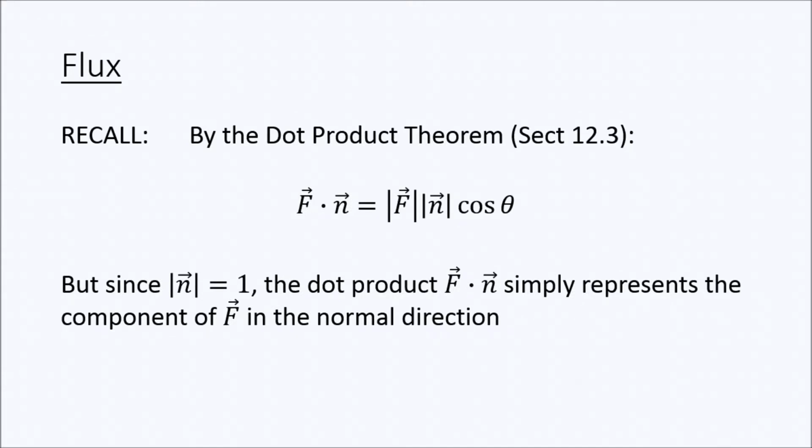Now, this is very similar to how we defined work when we first set up our line integrals, but of course that dot product, F dot n, by the dot product theorem, we know is the magnitude of our field times the magnitude of the normal times cosine of theta, where theta is the angle between them. Just like the reason we use the unit tangent when we're calculating work, we use the unit normal here because we know the magnitude of the unit normal is 1. So that dot product is simply the magnitude of F times the cosine of theta, which really just gives us that component of our force in that normal direction.